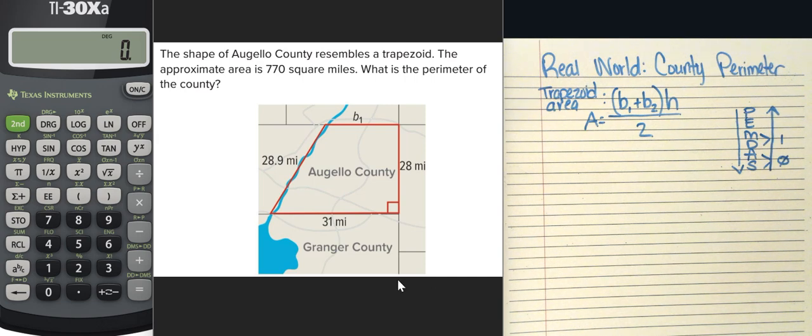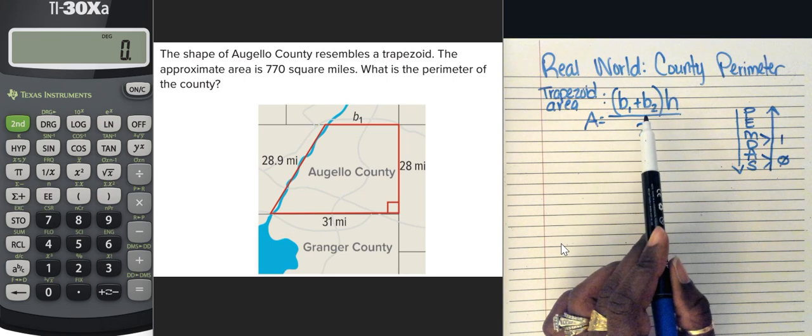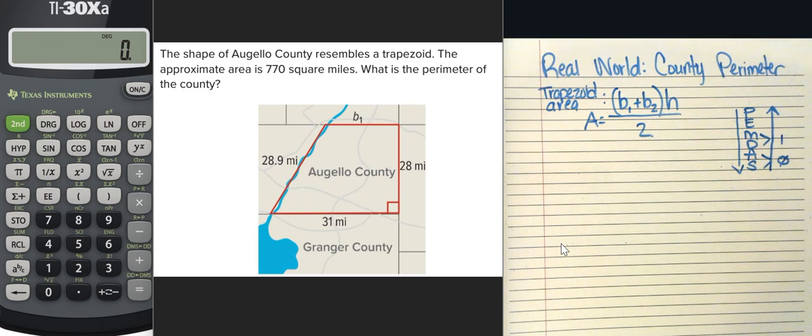In order for us to find the perimeter, remember, the perimeter means you're just adding up the sides around a shape. In order to do that, you need to know what each of those sides is equal to. So we have the 31, we have the 28, we don't know the value of base 1, and then we also have 28.9. So we can't tell you what the perimeter is until we figure out what base 1 is equal to. So we're going to use our understanding of trapezoid area. We know that our area is equal to base 1 plus base 2 times the height, and then we're going to cut that in half.